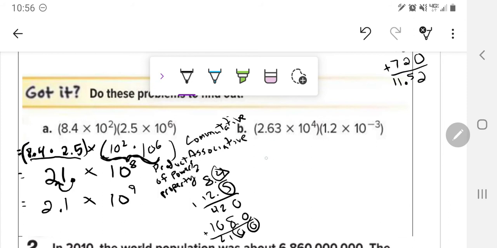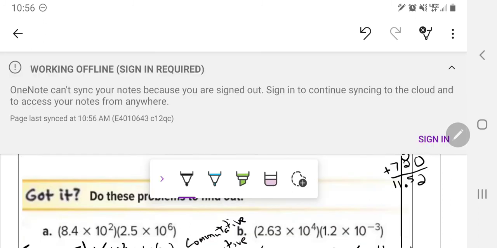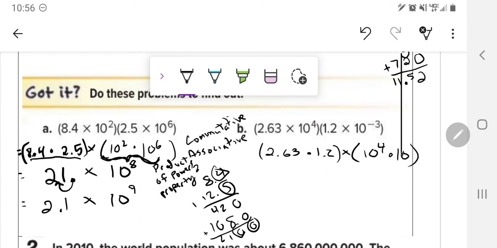All right. Here's the work. Ready, set, go. Commutative and associative property. So we're going to do 2.63 times 1.2. Group that, and we're going to multiply that by these 2 powers of 10. So that's 10 to the 4th times 10 to the negative 3.